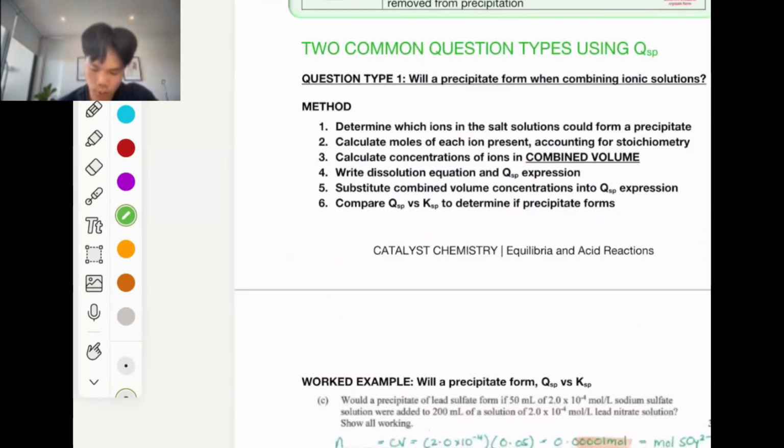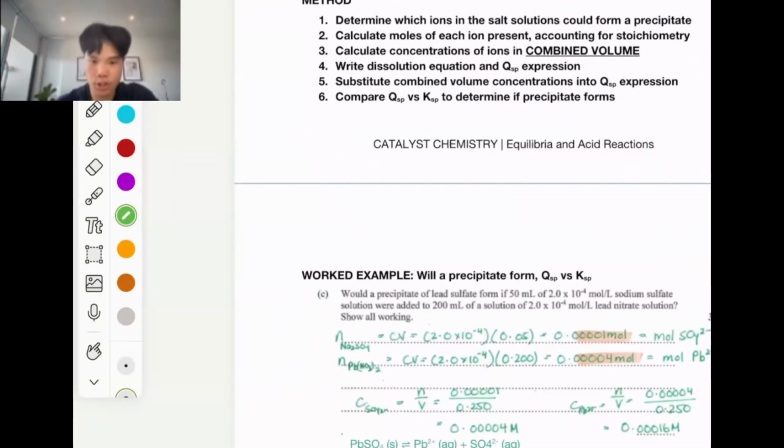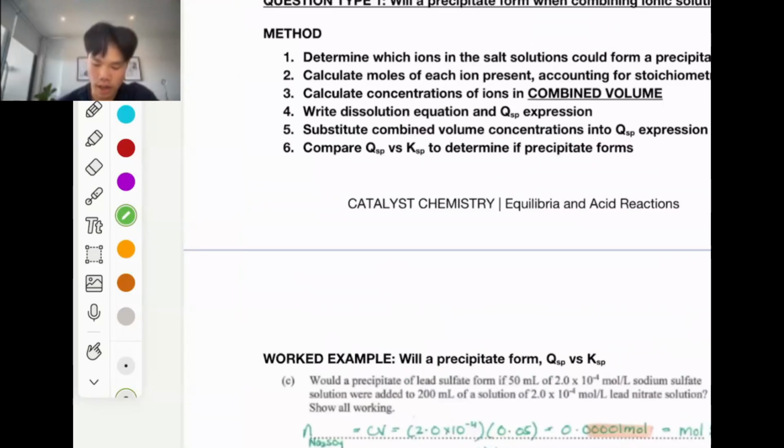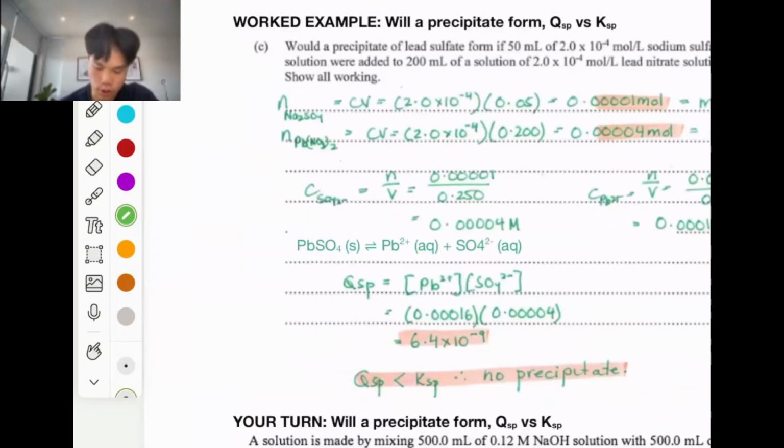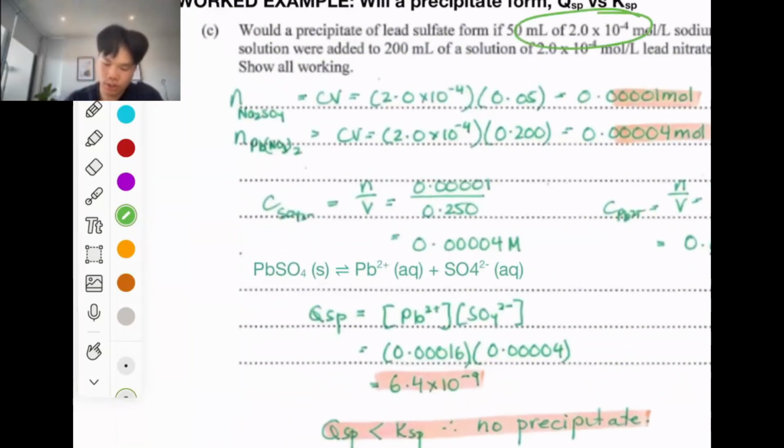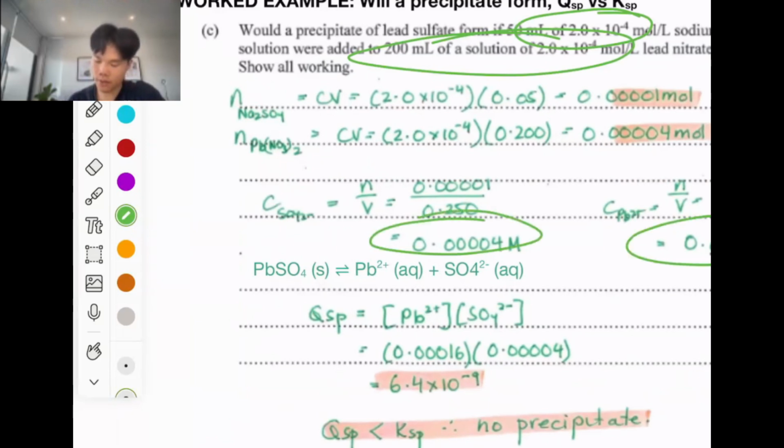And there are 2 common question types you get using QSP, not exhaustive, there are more out there, but the most common ones are: will you form precipitate when you combine ionic solutions? Basically, if you combine 2 solutions which have different volumes, you need to find their new concentrations for the ions you're interested in after the dilution from a combined volume. And by subbing those concentrations into QSP, you can find out, is the QSP bigger than KSP or not? First question type.